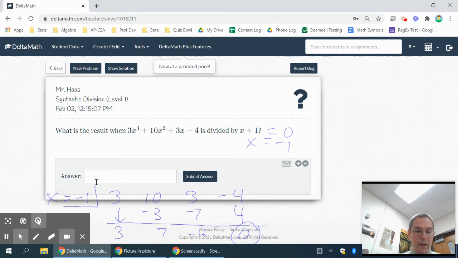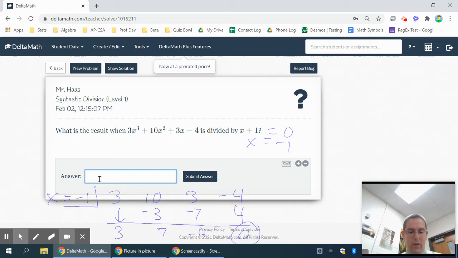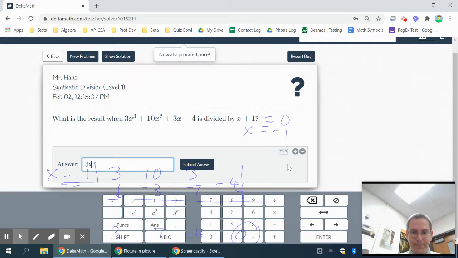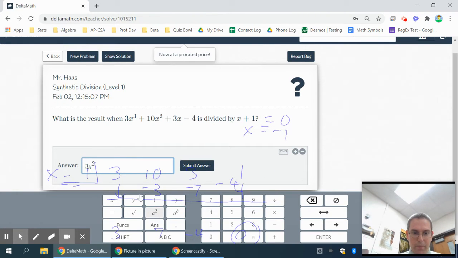And then my other factor, we'll go ahead and type in there. So it is 3x to the third, because it started as x to the third, but since I divided out an x, it's going to be x squared. So I can use my keypad and get my x squared. And then I have a 7 down at the bottom, so plus 7x. And then it was a minus 4, so that's a minus 4.